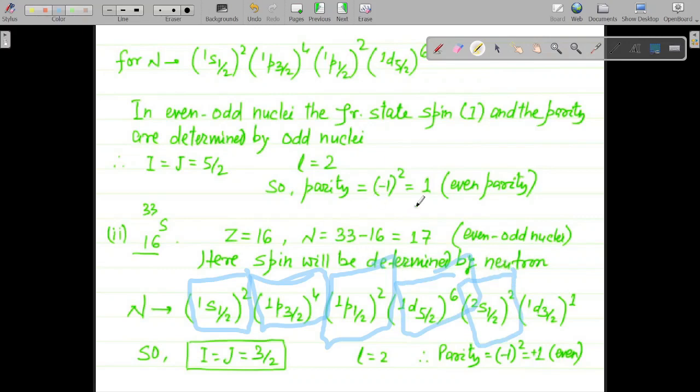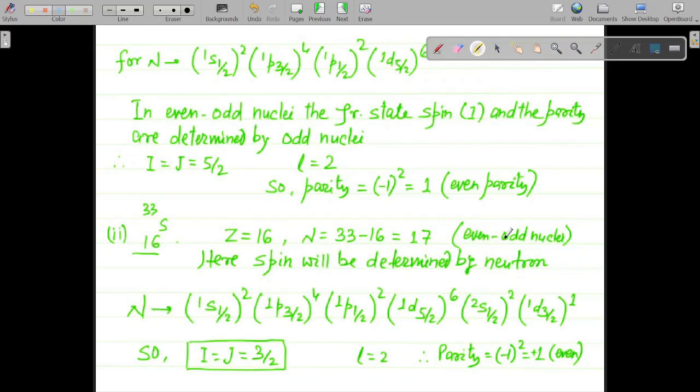As all of them are paired up, it is very clear that they will not contribute to the ground state spin and parity. Only the unpaired nucleon will contribute. So where is the unpaired nucleon? You can clearly see it is 1d 3/2 1. This is the unpaired nucleon, that is, the unpaired neutron.